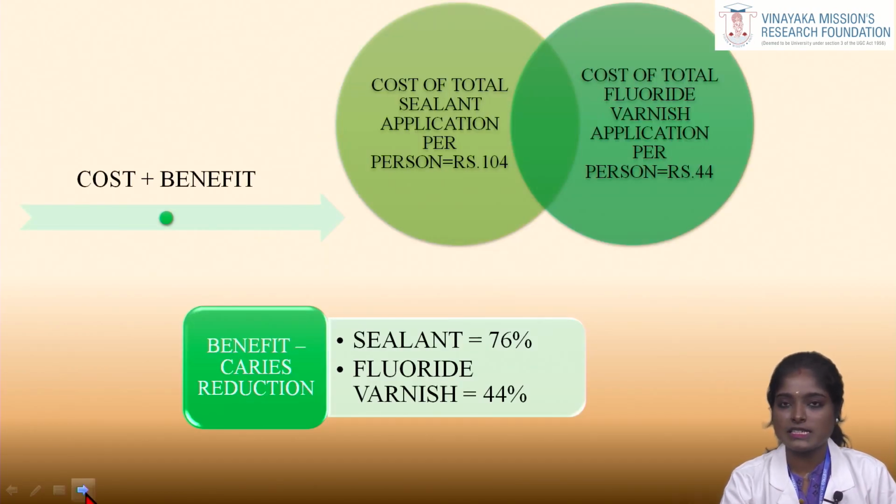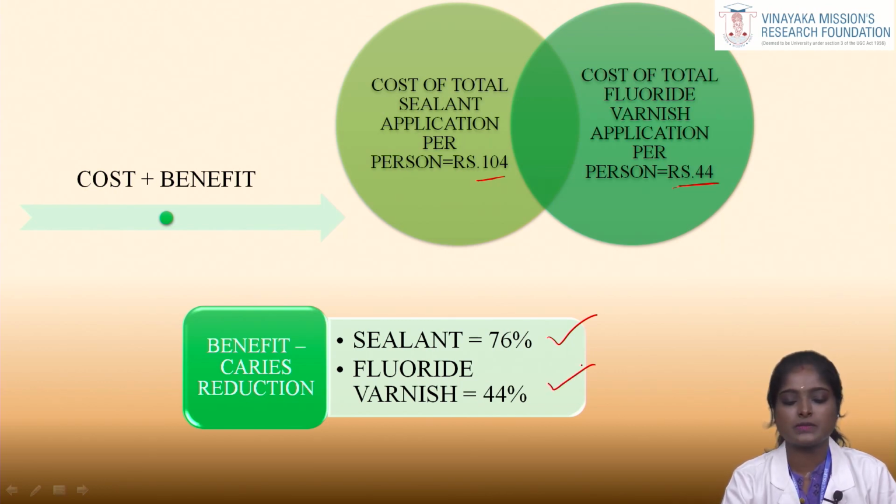So the cost of total sealant application incurred was 104, for fluoride varnish it is 44. So basically fluoride is cheaper when compared to the sealant application. But the benefit of sealant is 76%, but for varnish it is only 44%. So it is differing in a total concept.